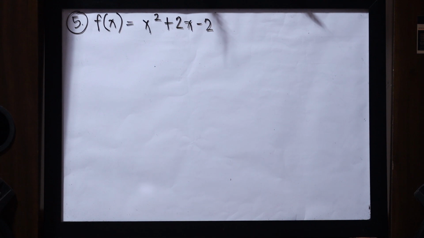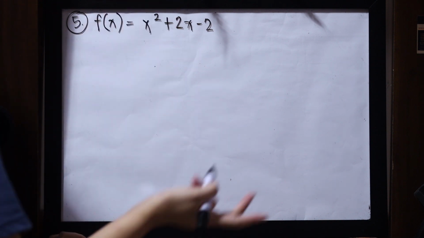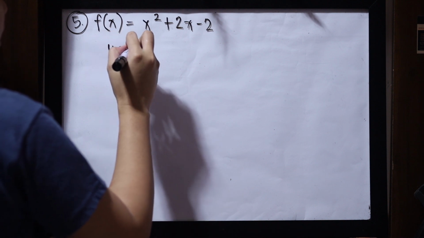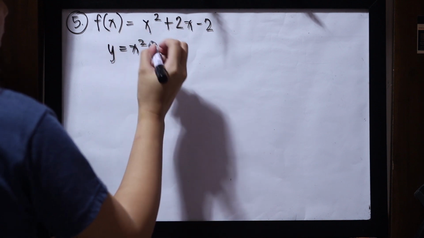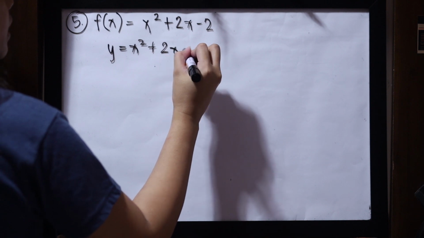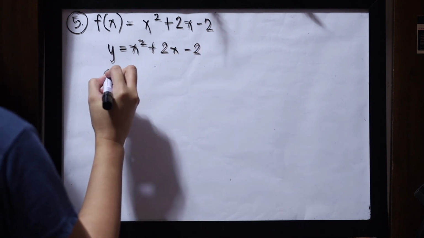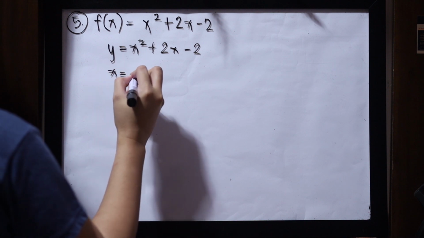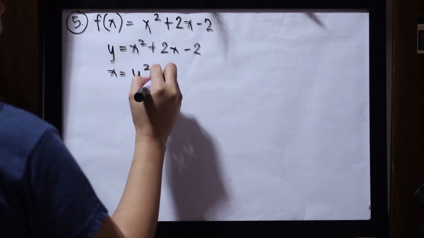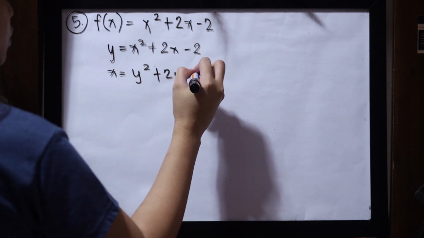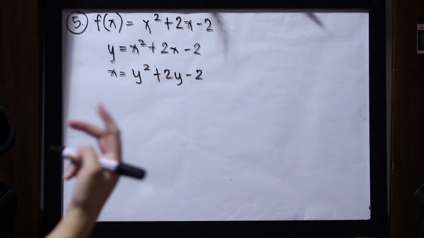Fifth example, f of x is equal to x squared plus 2x minus 2. We change f of x to y, and then we can just copy x squared plus 2x minus 2. Next is to interchange x and y. So y will become x and x will become y. So the equation will be x is equal to y squared plus 2y minus 2.